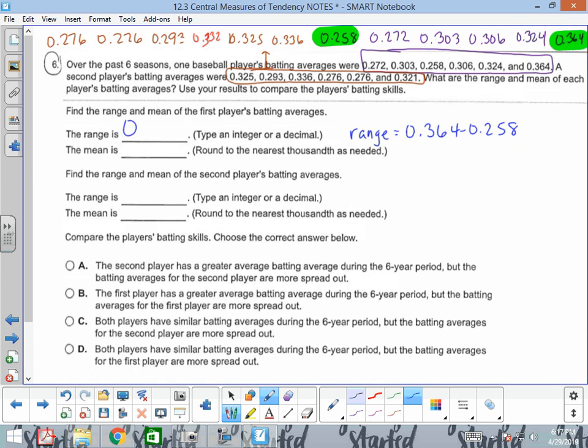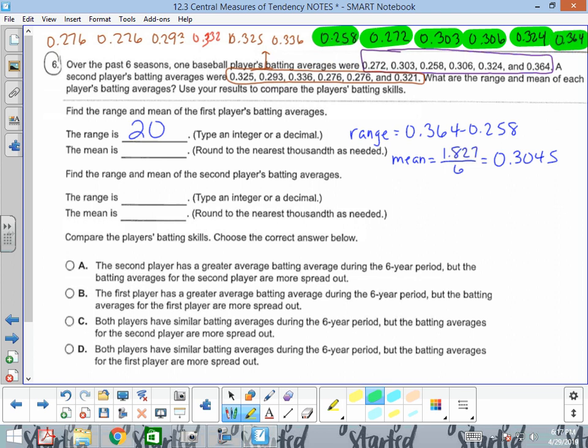So that's, oops, it's not 0, it's 20. The mean for the first baseball player is 1.827. That's where I added up all of these numbers and divided by 6, because there's 6 numbers there.